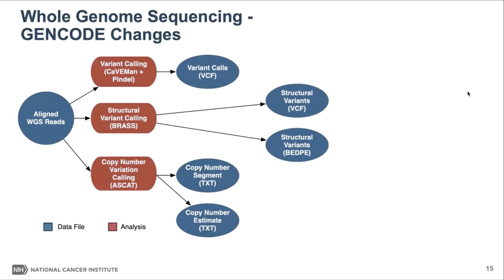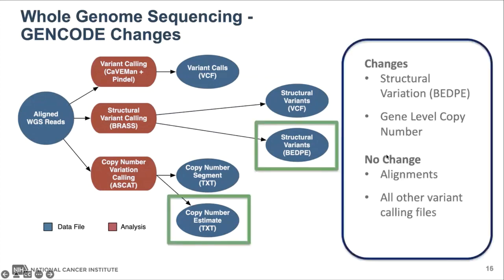And the GENCODE 36 upgrade actually only changed 2 of these files here. There's the structural variation BEDPE format file that was generated with Brass, and the gene level copy number estimate file that is generated using ASCAT. There were no changes in the alignments, and all of the other variant calling files were also not changed. And none of these changes really apply to the TCGA whole genome sequencing because there's very little of that on the portal at this time, and they're only aligned reads.